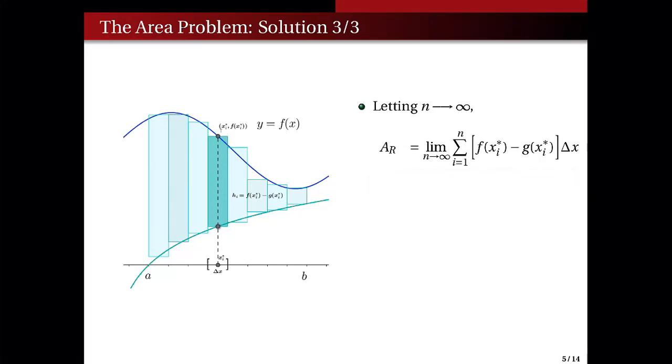And if this limit exists, then it is equal to the definite integral of f of x minus g of x dx from a up to b. So the method is the same as the one we did before, and I hope you've memorized that one.